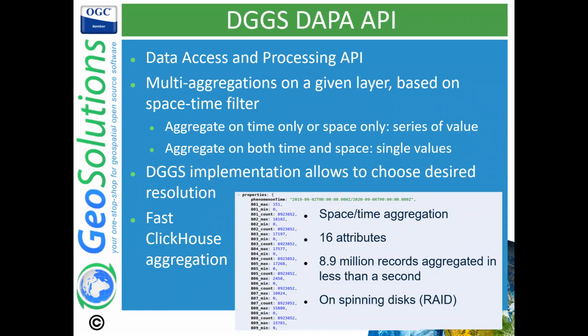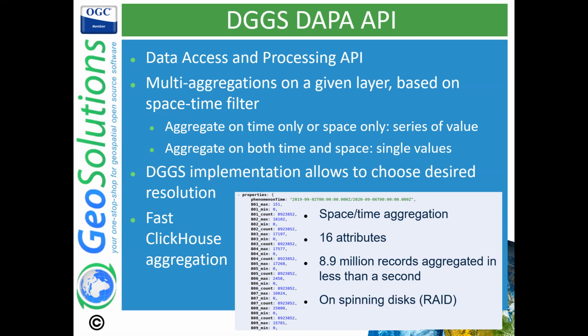So to run analysis on top of the DGGS, we adopted the Data Access and Processing API, which was another API being developed in testbed 16. This API allows multiple types of aggregation on a given layer based on a space-time filter. So you can say, okay, given this area, compute the average value of an indicator for the past 50 years. So this is a time aggregation focusing on an area.